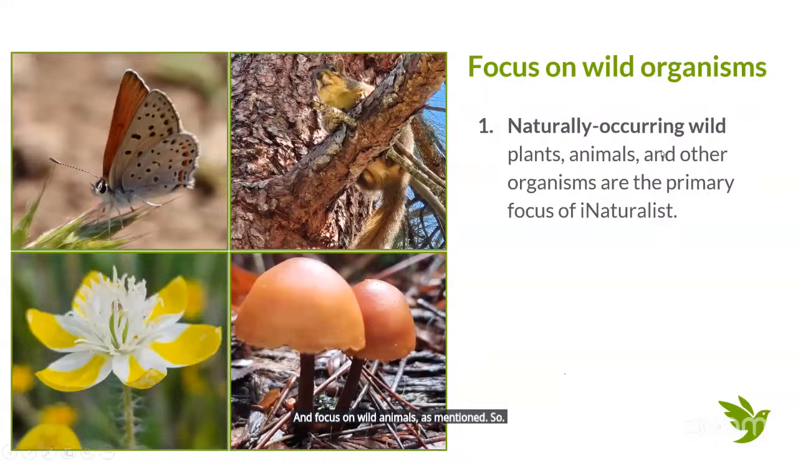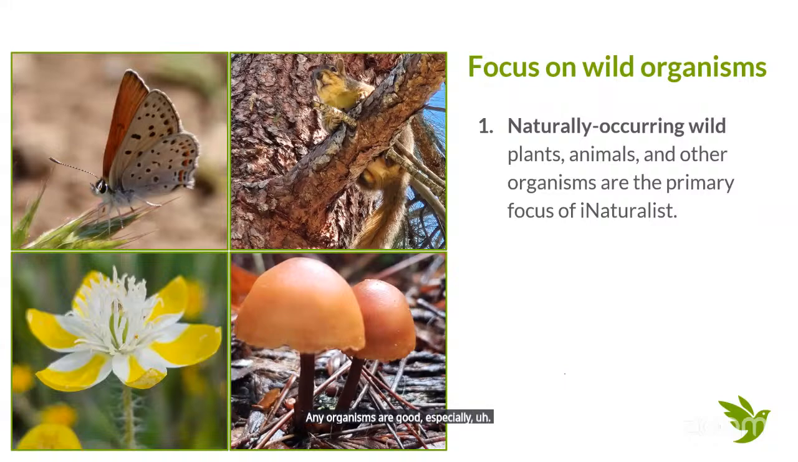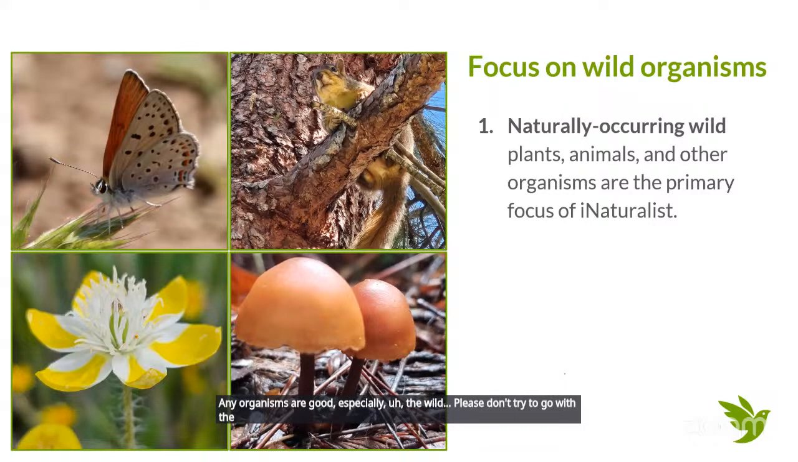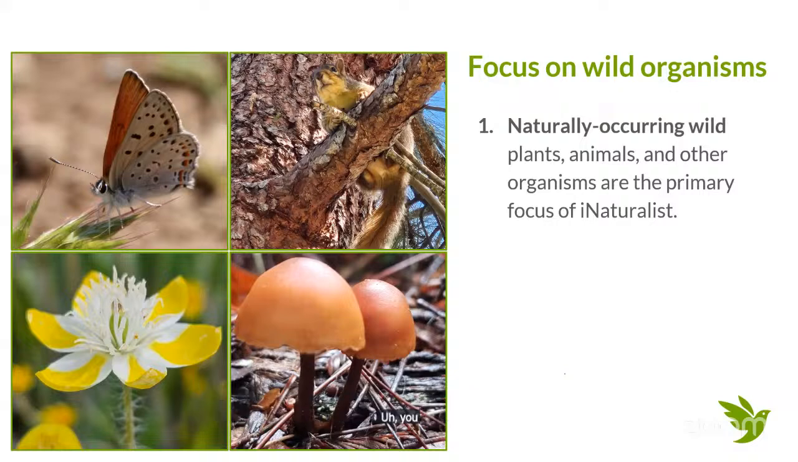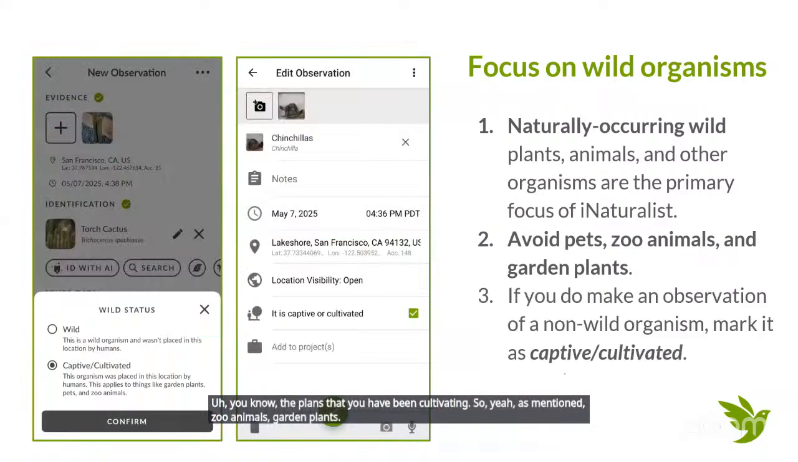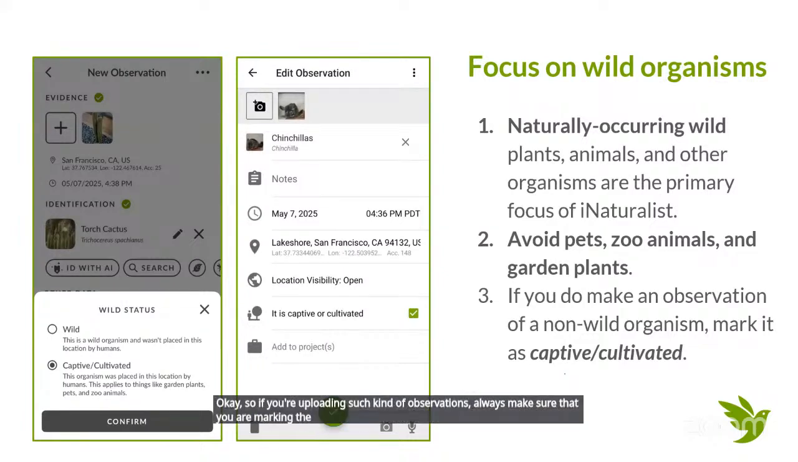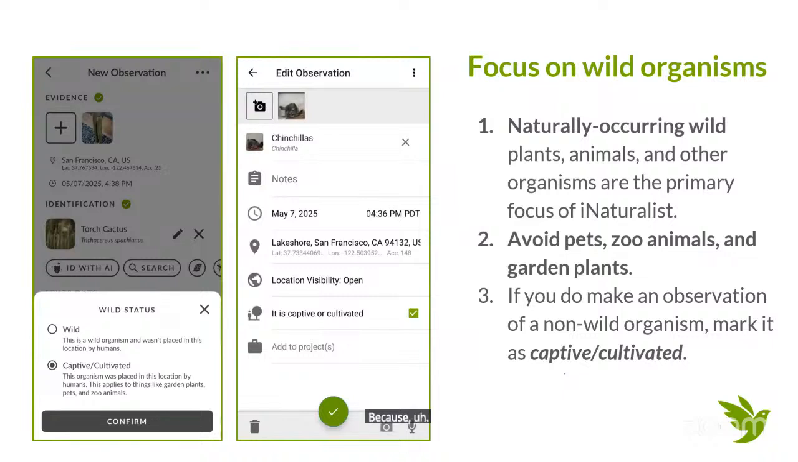Any naturally occurring wild plants, animals, any organisms are good, especially the wild. Please don't go with potted plants or pets or plants that you have been cultivating, as mentioned, zoo animals, garden plants. If you're uploading such observations, always make sure that you mark the status as captive or cultivated, because these observations won't be of much use to the scientific world, but you can still upload them. Just do mark them as captive or cultivated.